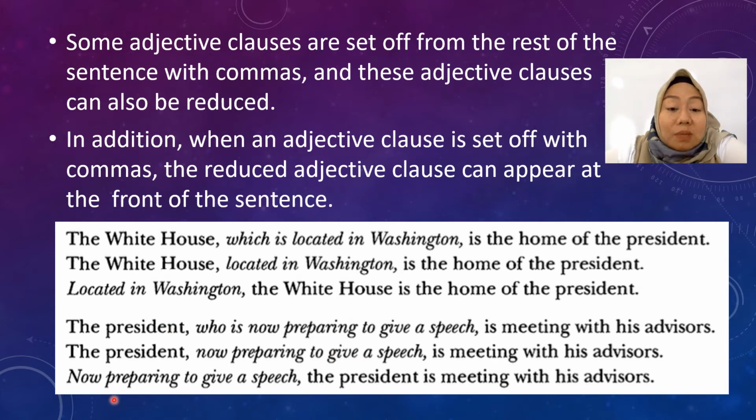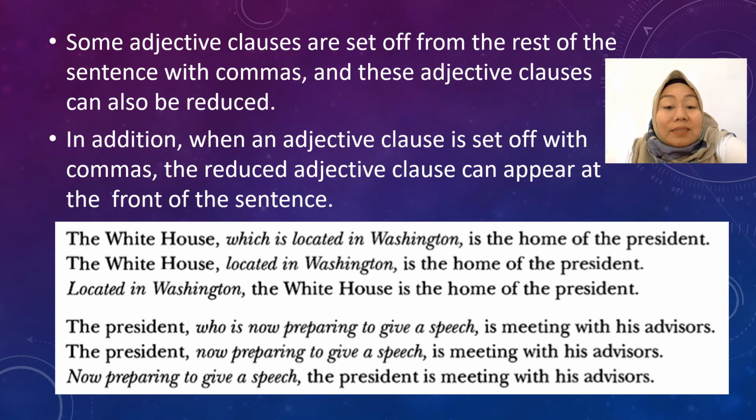So the sentence becomes, now preparing to give a speech, the president is meeting with his advisors. Remember, if it is the full, long adjective clause, we cannot move it to the beginning of the sentence. So we cannot have, who is now preparing to give a speech, comma, the president is meeting with his advisors. We cannot have that. But once it is reduced, then you can move the reduced form into the beginning of the sentence.